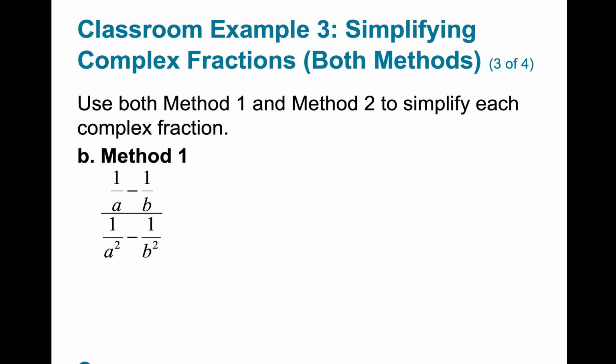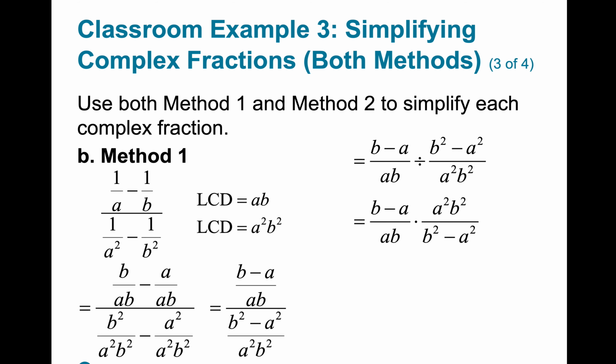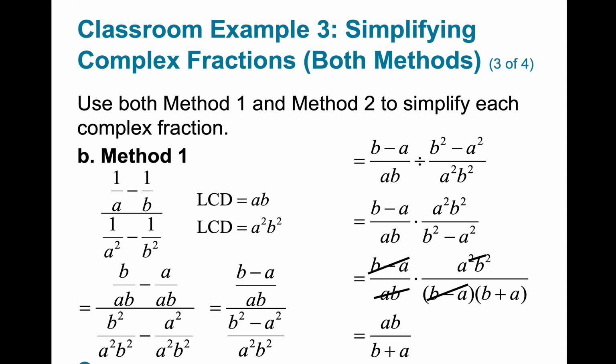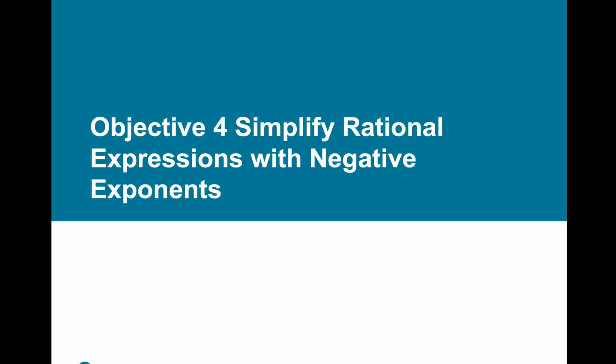Method 1, it's got to be a fraction. Get a common denominator in the top and the bottom. Write them as one fraction. Rewrite it as division. Flip it, cancel what I can. So here's what all I can cancel. Simplify what's left. We're not looking at method 2. Blinders on.